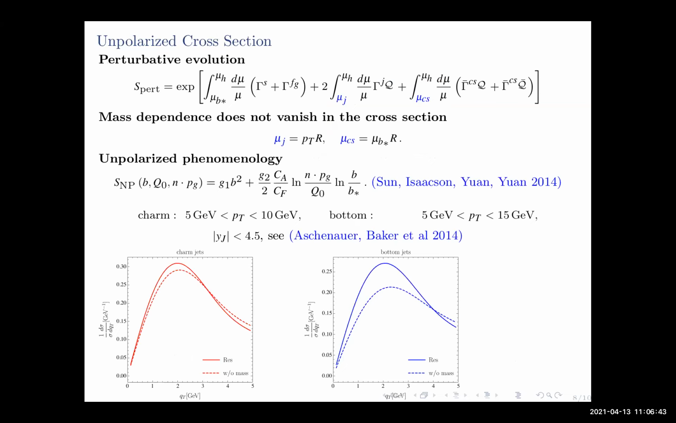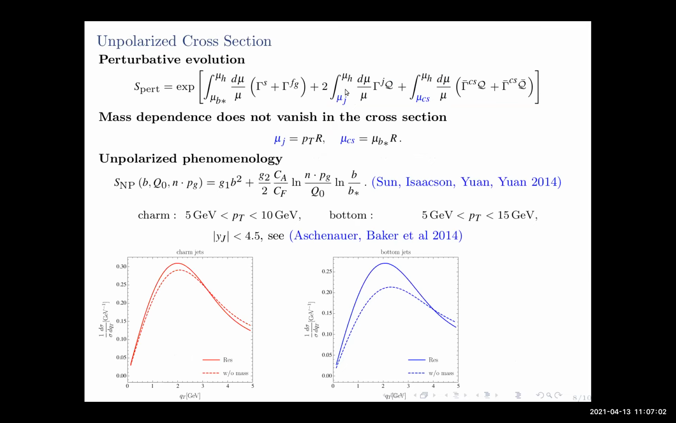Okay. So I mentioned two slides ago that the mass dependence and the sum of the anomalous dimensions exactly cancel one another. But I wanted to make the statement: this doesn't mean that the mass dependence exactly cancels in the cross section.